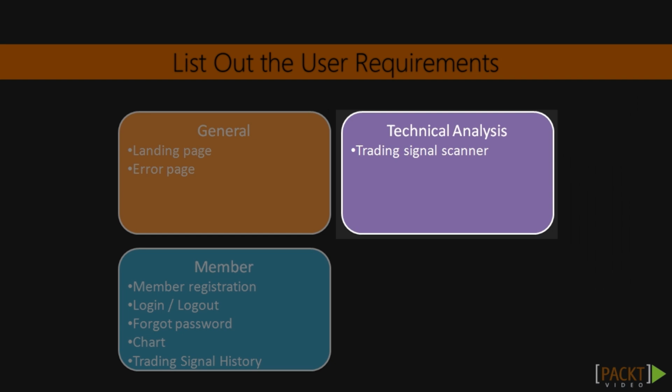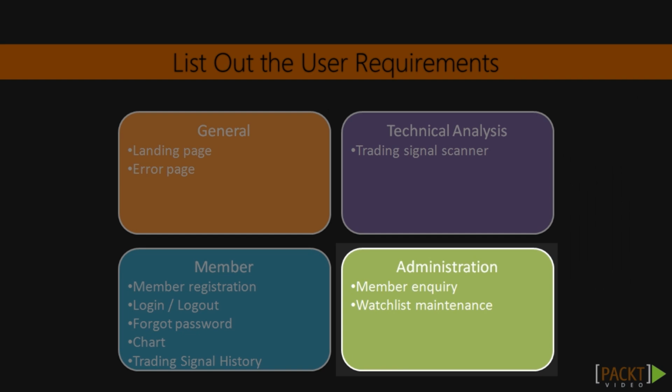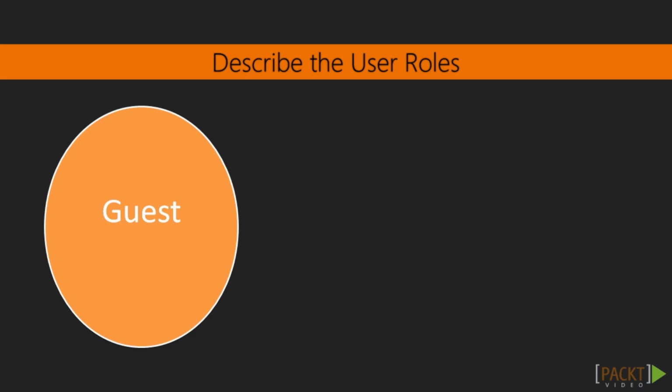Here we come to the third category, technical analysis. There's only one, but a very important core function, trading signal scanner. The last category is the admin functions. It includes maintenance of watch list and inquiry of members.